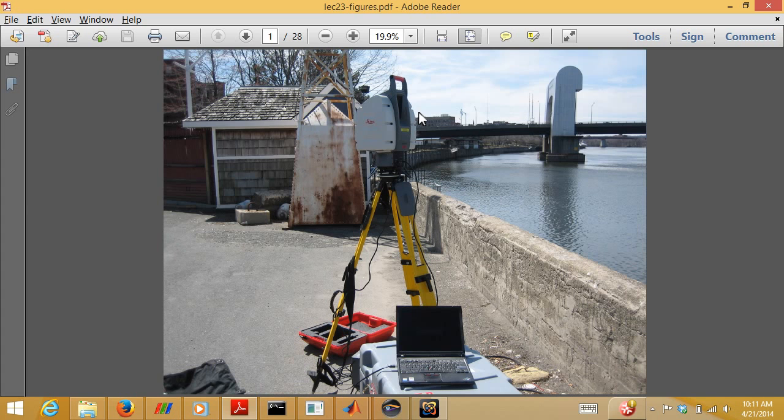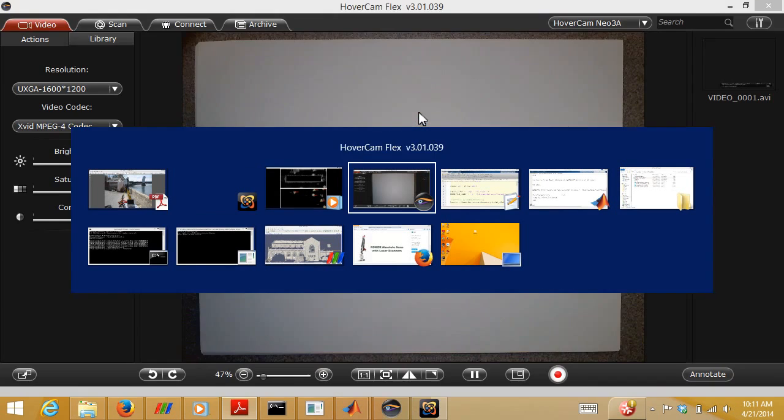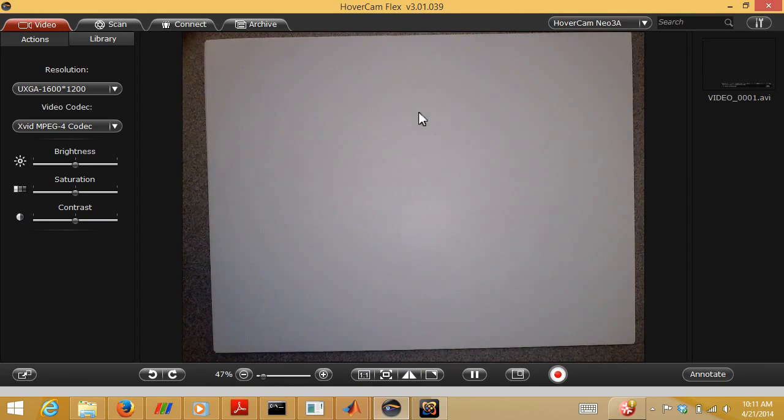I can already tell that my computer is a little bit laggy, so let's see whether it's going to keep up with me writing here.